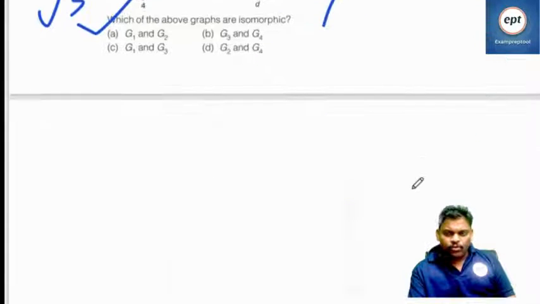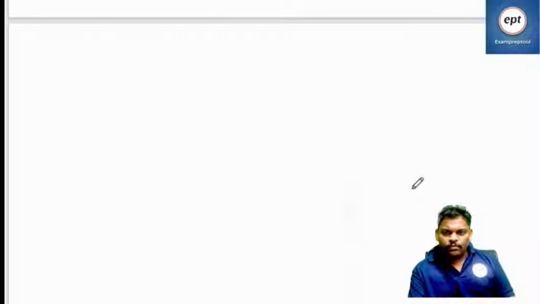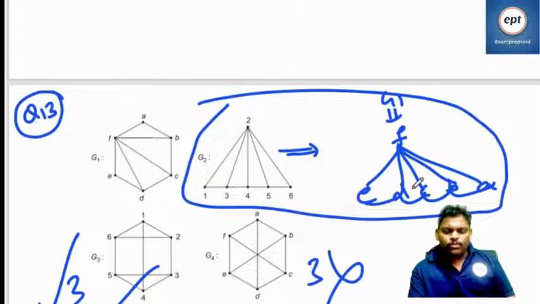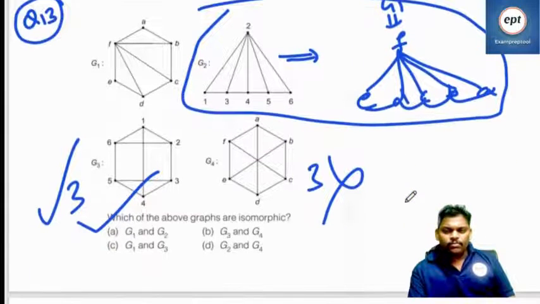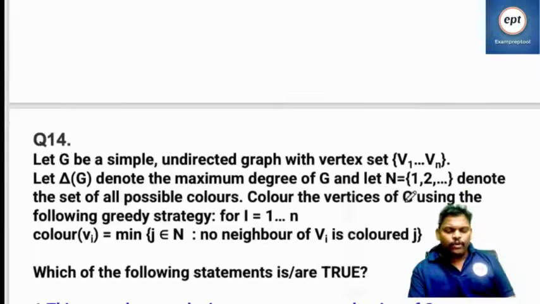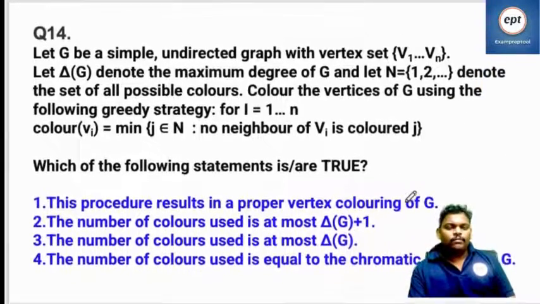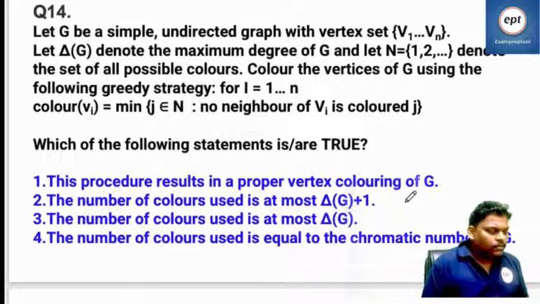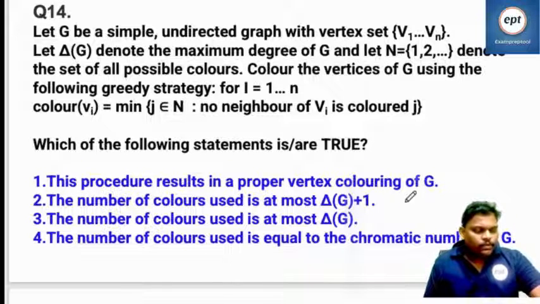I think 13 is over. Go to the 14. 2, 1, 3, 4 will give a 4 length cycle. It's possible, right? Just increase one edge. Same diagram. Verify properly. Can you try this? Go to the 14.